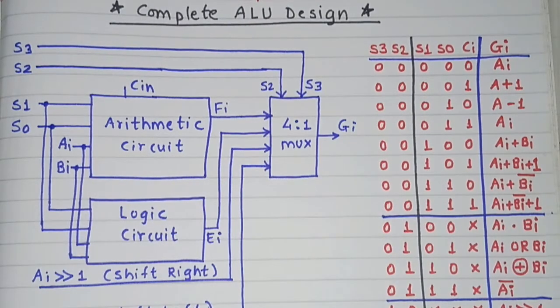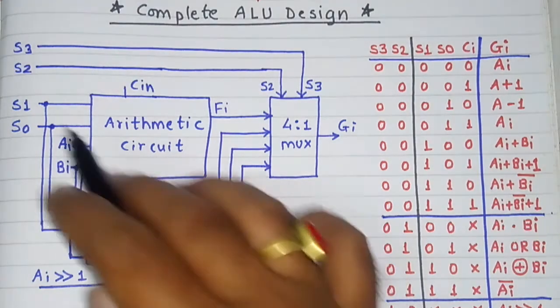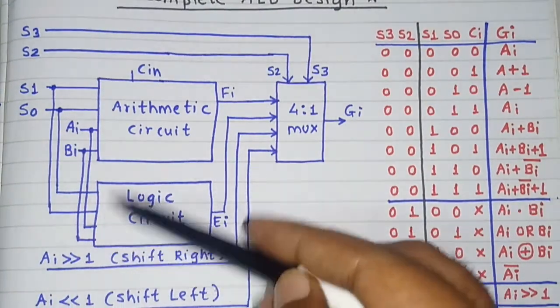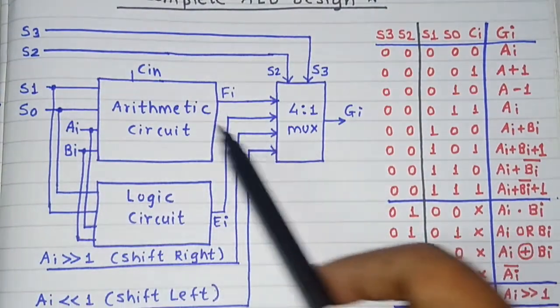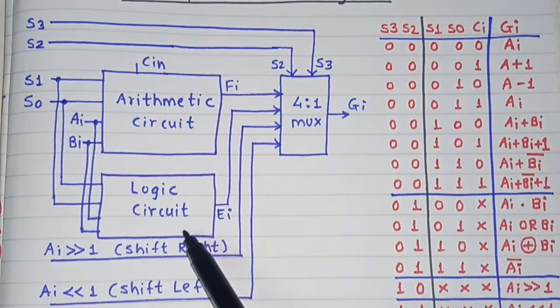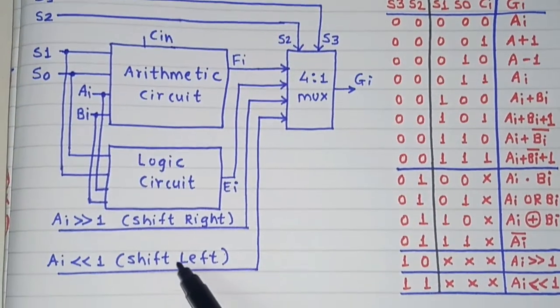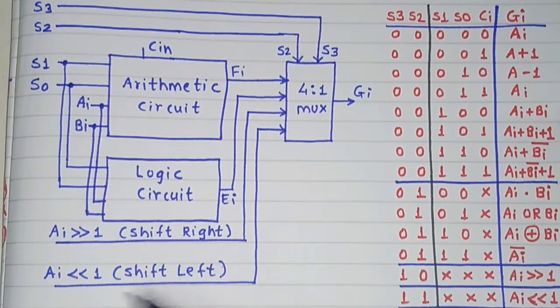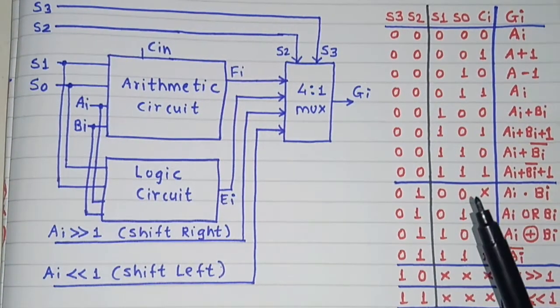Now here you can see how our complete ALU looks. So this is our complete ALU design. As we have seen, the arithmetic circuit, logic circuit and shift circuit, the shift unit. So you can have all these operations.